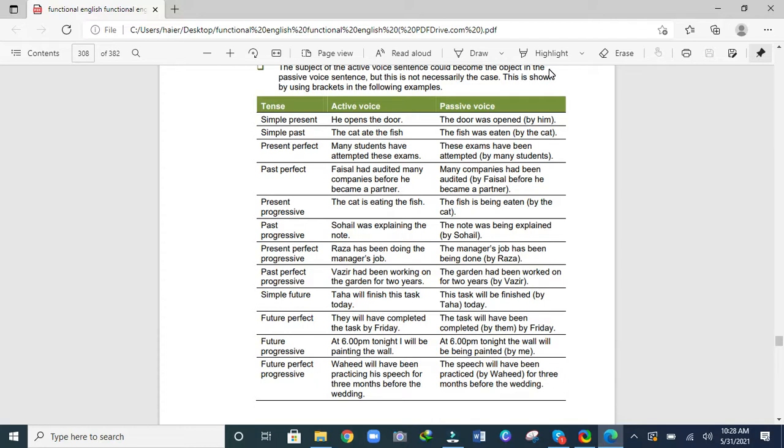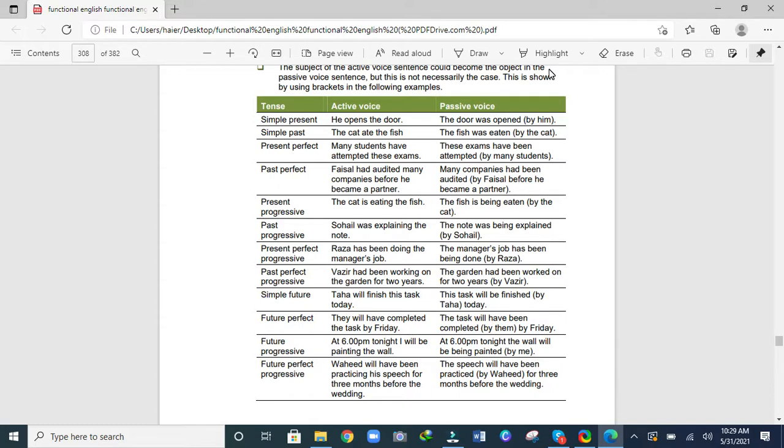Past perfect progressive. Simple future: Taha will finish this task today. The task will be finished by Taha today. Future perfect: they will have completed the task by Friday. The task will have been completed by them by Friday.